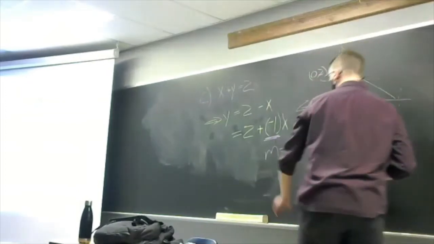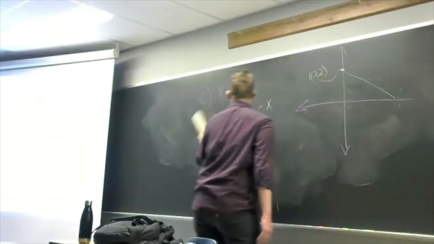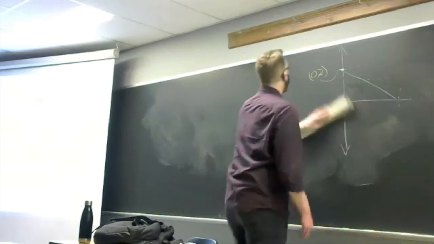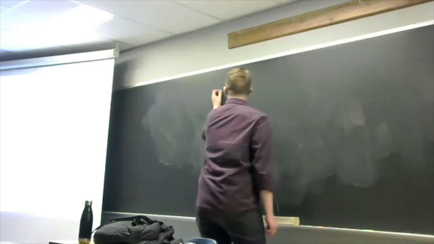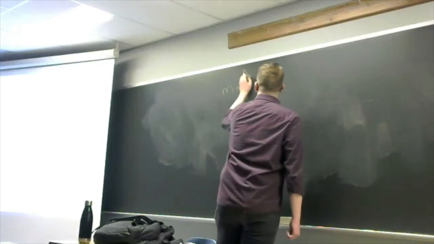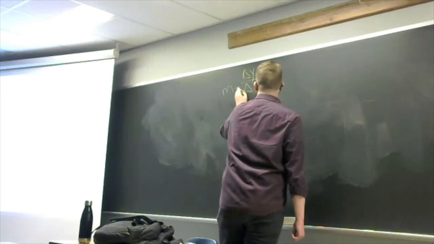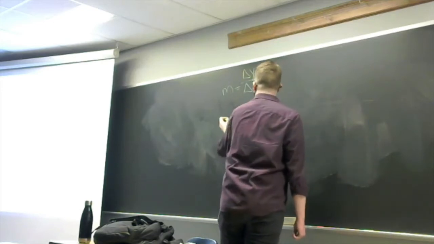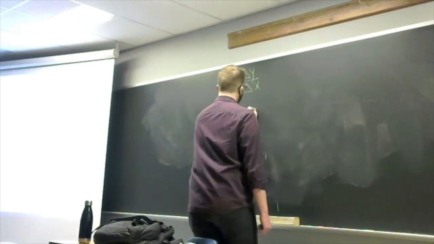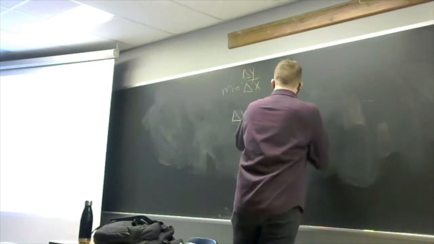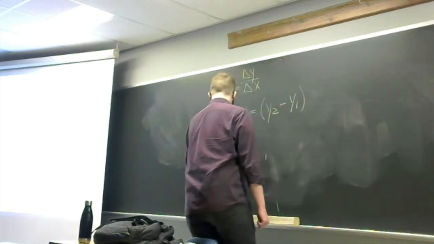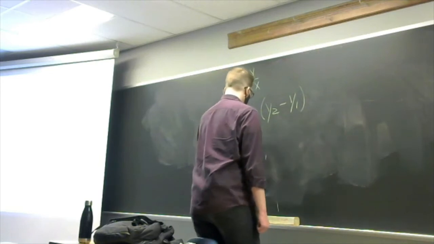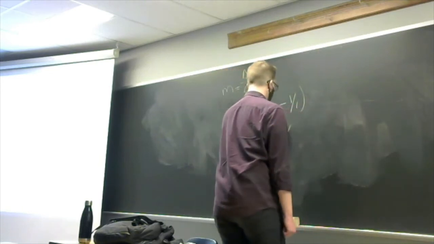All right, so one point that I want to make. I said that m is equal to the change in x over the change in y. I mean the change in y over the change in x. M is equal to delta y over delta x. Well, we know delta y is defined as y2 minus y1, right? Delta x, x2 minus x1.